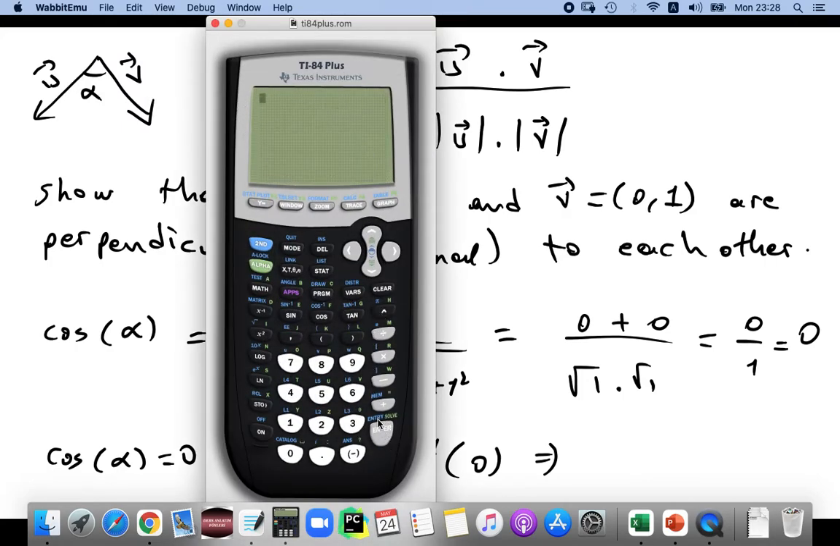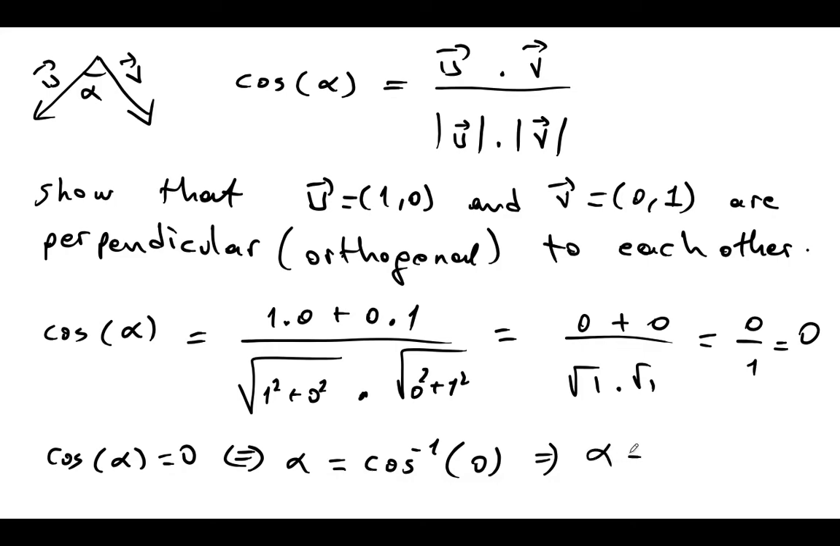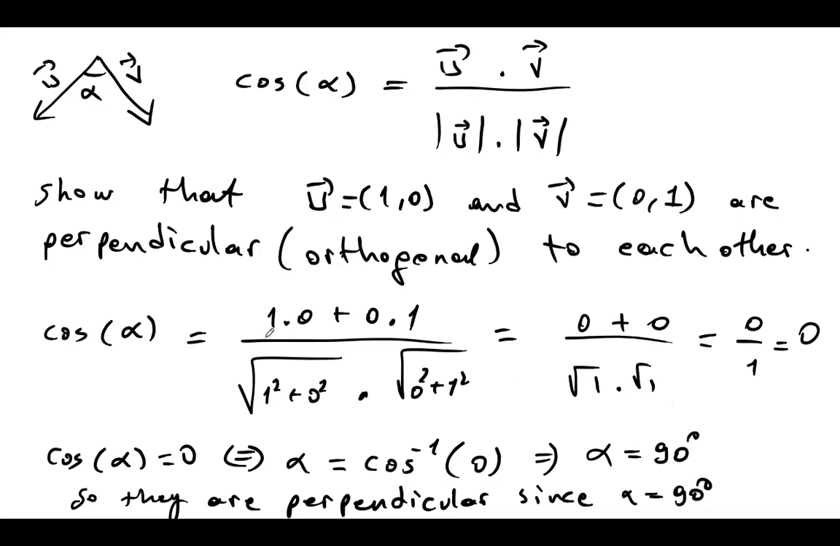Before using the calculator, it must be in degree mode. So let me set degree mode. Then second, arc cosine, cosine inverse of 0. The result comes out 90, so we will say that alpha is 90 degrees. An angle between two vectors of 90 degrees means they are perpendicular, or orthogonal, since alpha is 90 degrees.